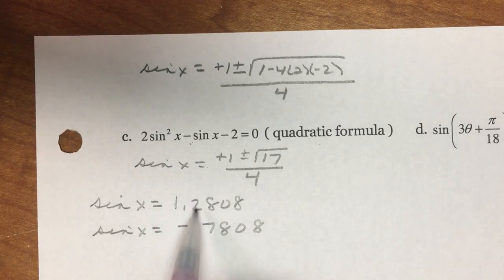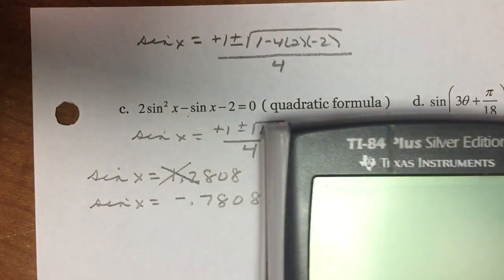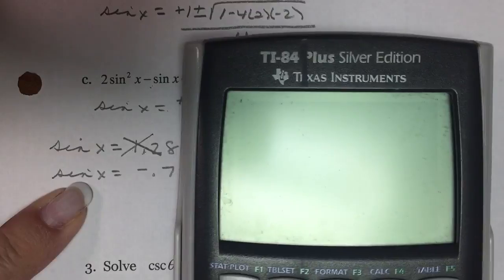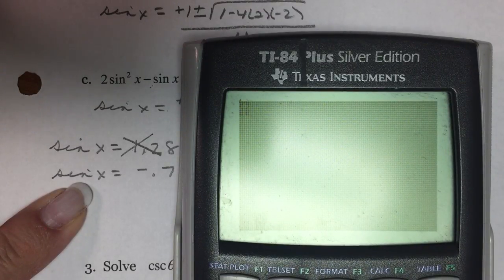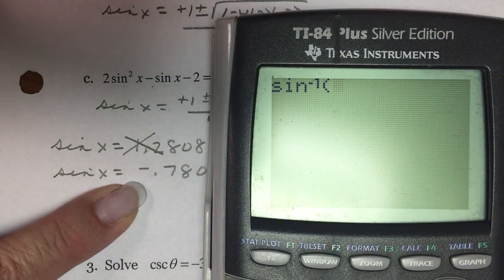So look what happens first of all to this one. If you pop this into your calculator by doing inverse sine, because remember we're looking for the angle, it's greater than 1. You're not going to get any solutions from that. Your calculator will give you an error. If you do the bottom one, I'm going to do it for you. So look, you get inverse sine of -0.7808.